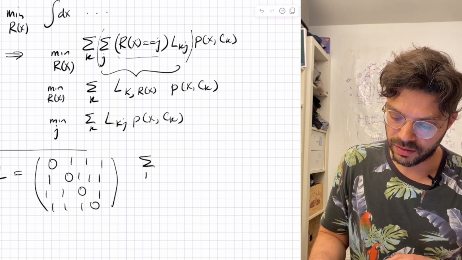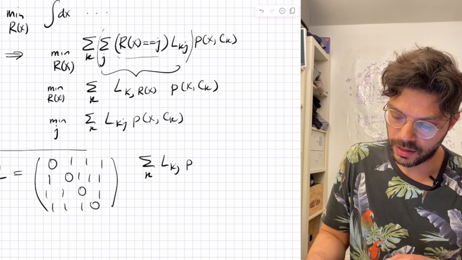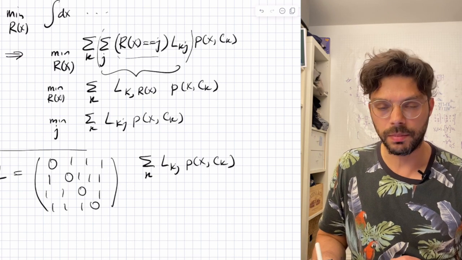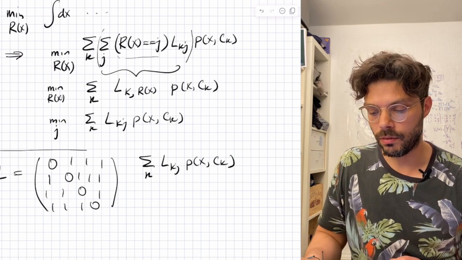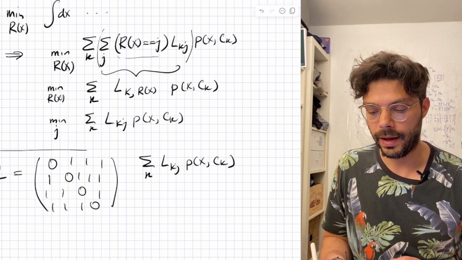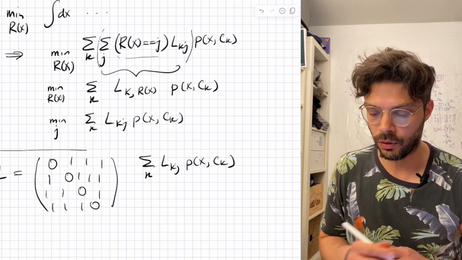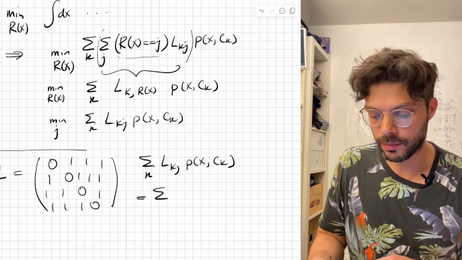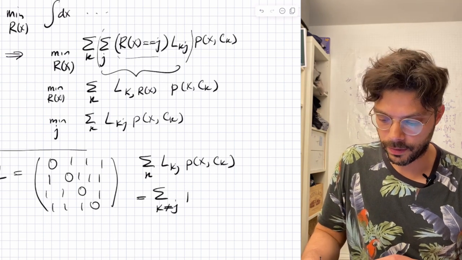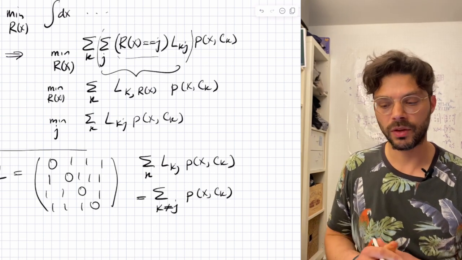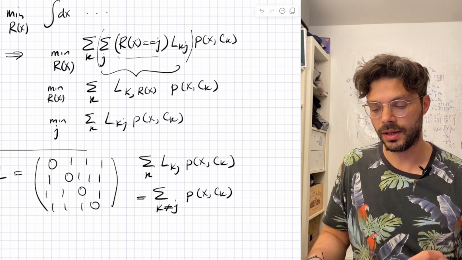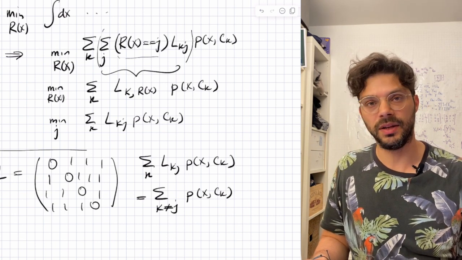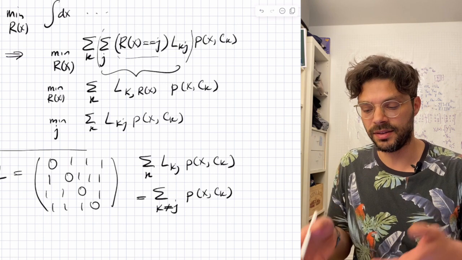So now, let's just look at one of these terms. Let's say the sum on k of L_kj, p of x, c_k. What does this look like? Well, you can see that it's going to be equal to 1 for all the k's that don't equal j, and then 0 when k equals j. So this is the same as the sum over k not equal to j of p of x, c_k. And what is this? Well, you've assigned a point to j, but the probability is that the true class is not j, it's something else. So this is exactly the misclassification rate.